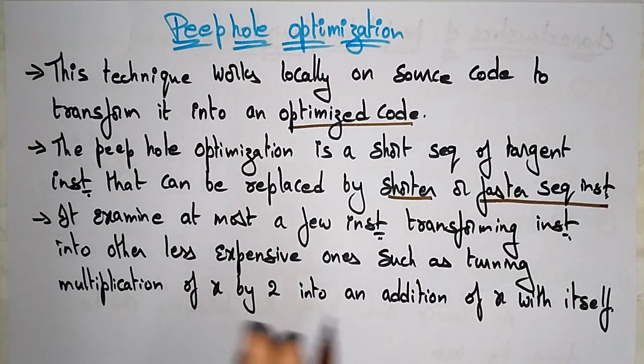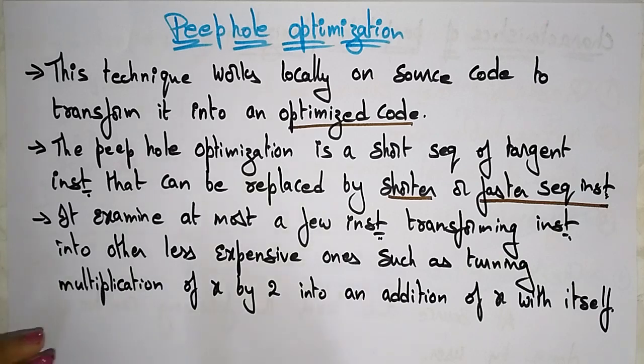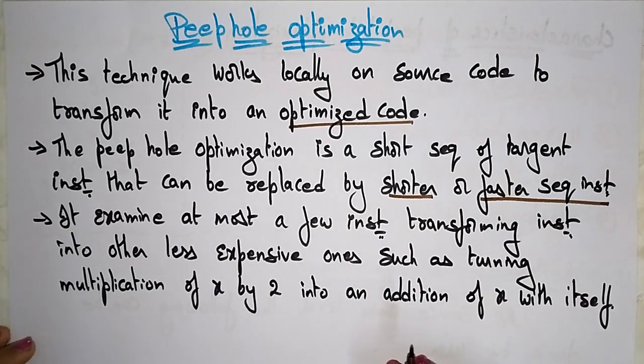The main aim of peephole optimization is to reduce the instructions without changing the effect of the expression. So here, peephole optimization replaces instructions with a shorter or faster sequence, and also with less expensive ones. Instead of taking the more expensive operators, it just takes a less expensive operator.